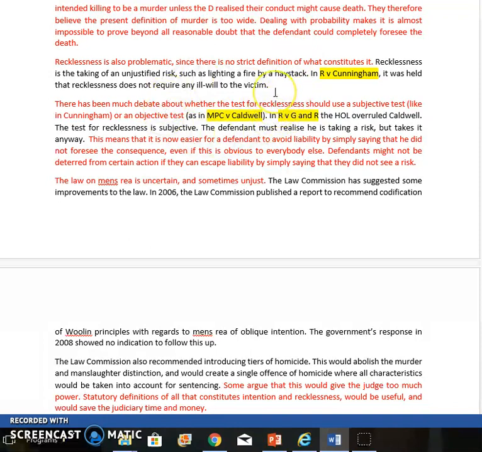We did have an objective test in MPC and Caldwell, but this was overruled in R and G&R. And it was very young children in the case of R and G&R. And the House of Lords said that the defendant must realise he's taking a risk and takes it anyway. So we've gone back to a subjective test. I think that's fairer. But on the other hand, it's now easier for a defendant to avoid liability by simply saying that he didn't foresee the consequence, even if everybody else would have seen it coming.